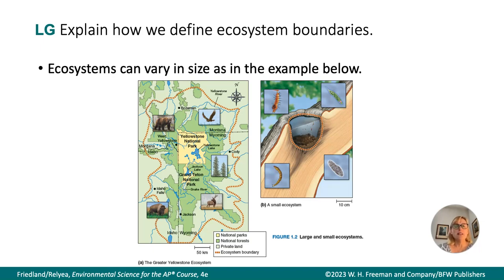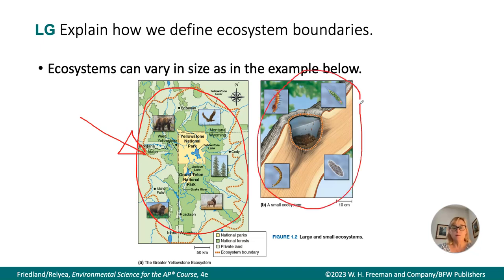We can see by these diagrams here that an ecosystem can vary in size. The first picture over here is Yellowstone National Park, which is Wyoming, a little bit of Montana, and a little bit of Idaho. It's a really large ecosystem, and sometimes it's called the Greater Yellowstone ecosystem. But an ecosystem can also be a very small place, like this little hole of a tree where certain things live.